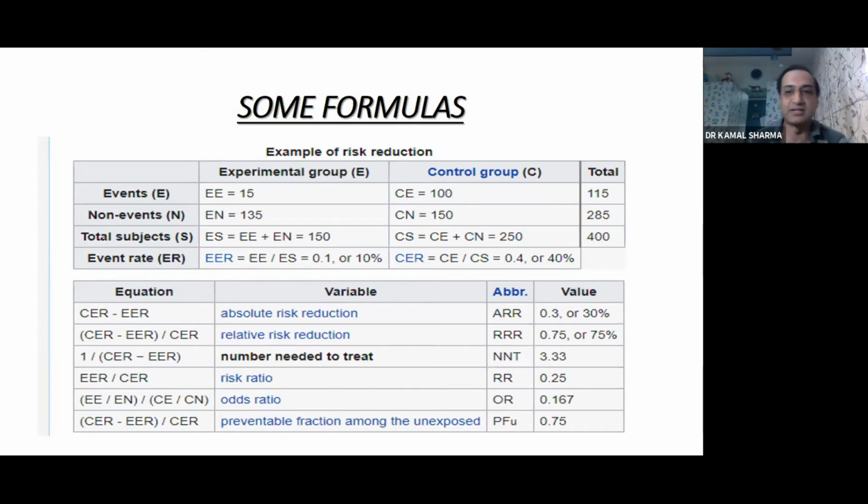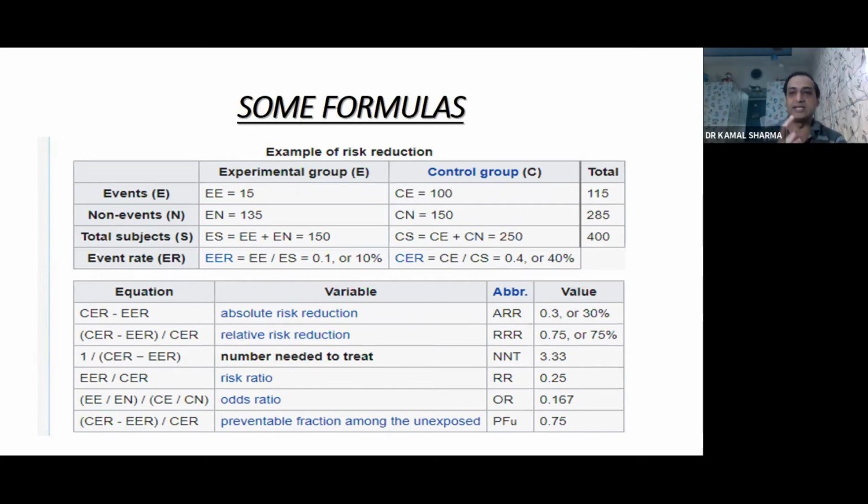So if in every person the risk reduces by 30%, it will become 1, or 100%, when the number of patients needed to be treated is 1 upon absolute risk reduction, which is 1 upon 30%, multiplied by 100. You will get 3.33. So you need to treat 3.33 patients to prevent one event.